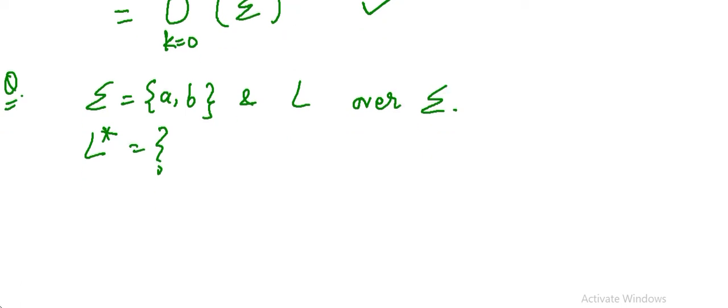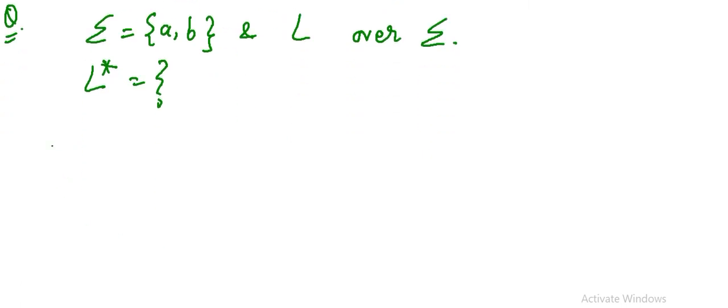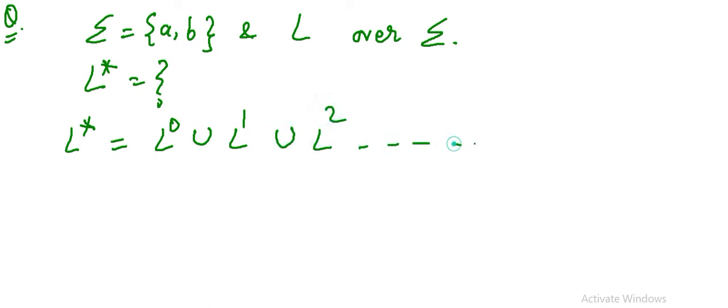To attempt this type of question, first of all you have to write L star expanded as L0 union L1 union L2 like this, right? You don't need to write till L raised to power 100, okay? Just write 2 to 3 terms so that you can easily generate the languages over these.